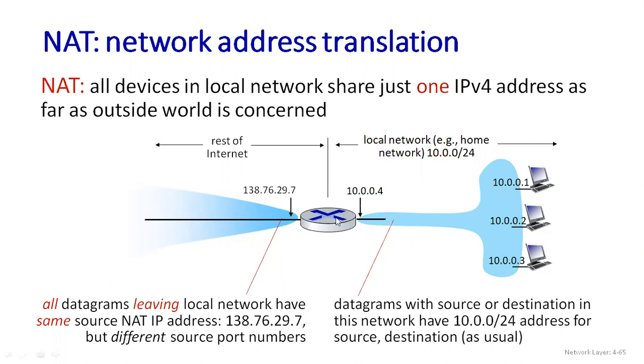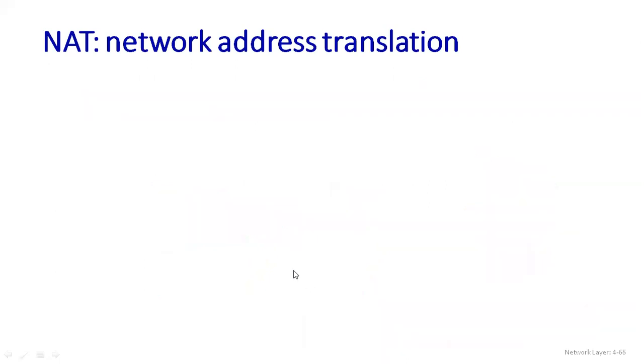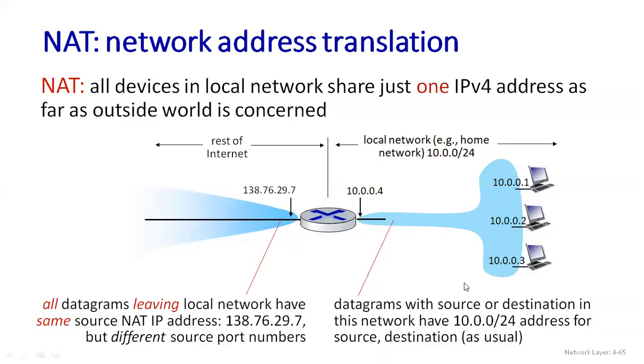Here they will have the source NAT IP address, which will be your router's output IP address. But if I consider the port numbers, they will be different, because individual port numbers can send individual datagrams, fine? So that is all about network address translation.